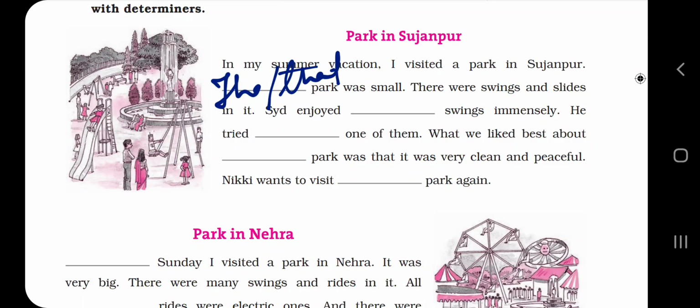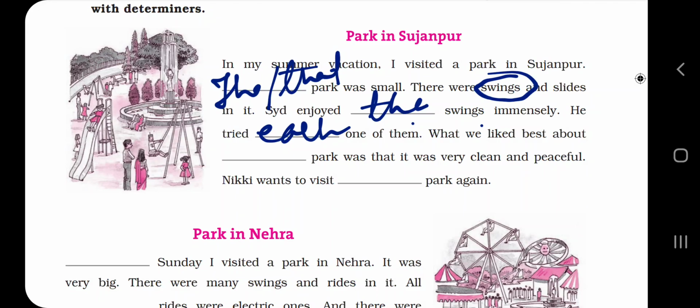Sid enjoyed the swings immensely. Now see here, since it is already mentioned before, we are using the before the swings, because we are talking about particular, specific, definite swings. He tried each one of them. Now see here, each one of them.